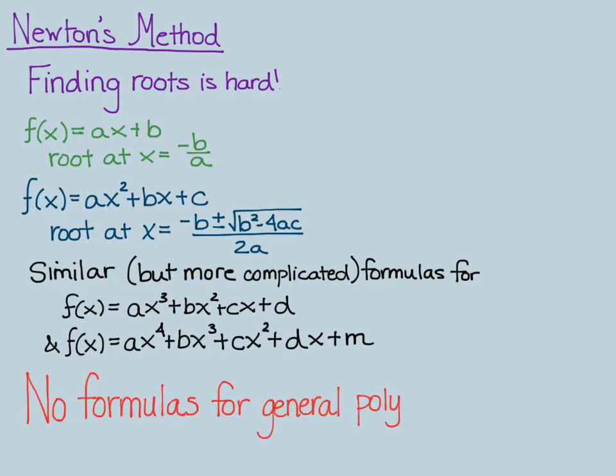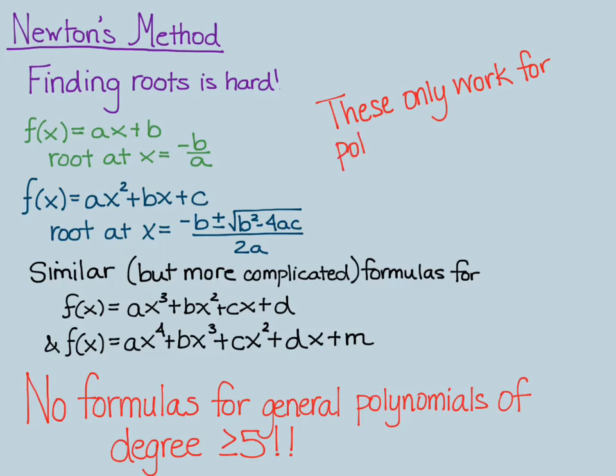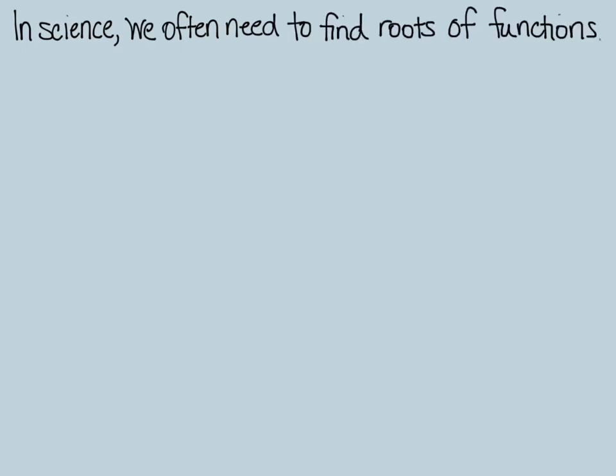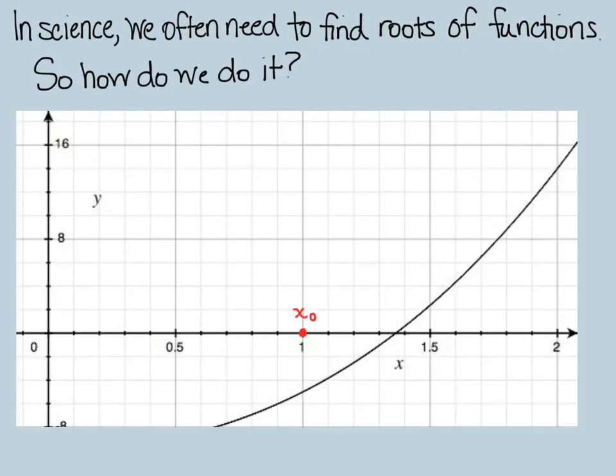But the interesting thing is that there's no formulas for general polynomials of degree greater than or equal to 5. So you'll never be able to generalize how to find the roots. Notice also that these formulas only work for polynomials. Other functions in general have no such formula. So in science, we often would need to find the roots of functions. The problem for today is, how do we do it? So we're going to do something called Newton's method.